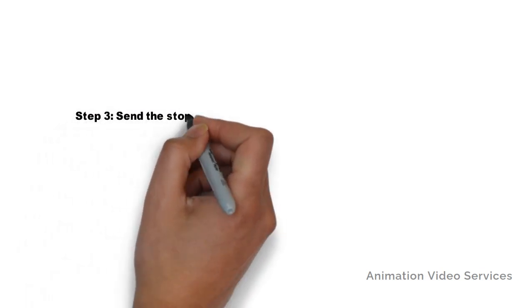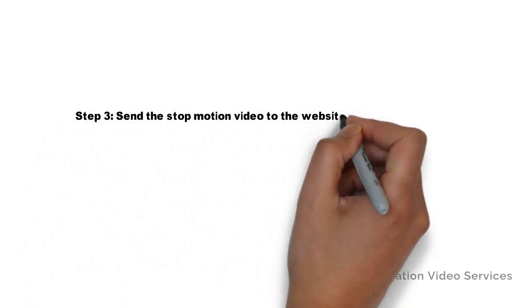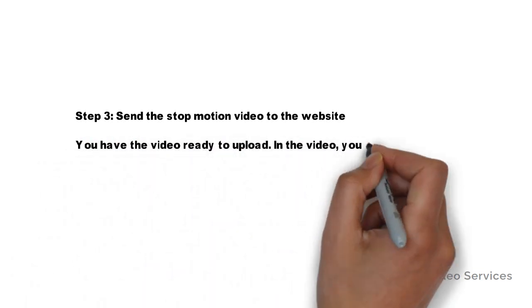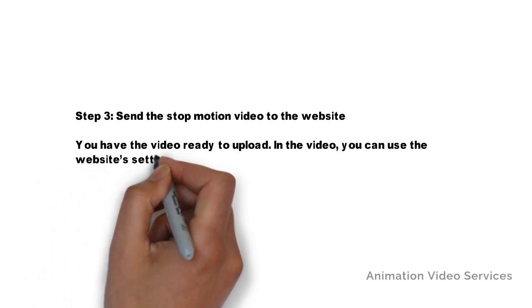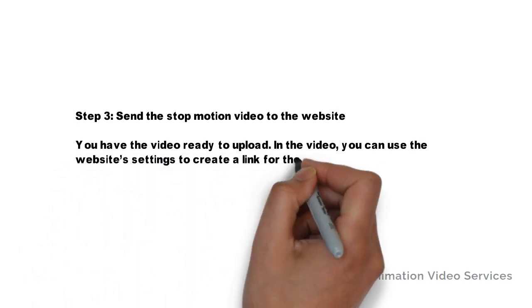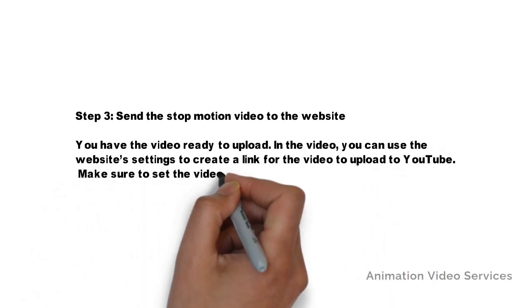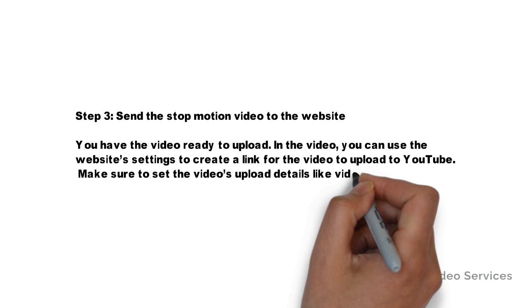Step 3. Send the stop-motion video to the website. You have the video ready to upload. In the video, you can use the website's settings to create a link for the video to upload to YouTube. Make sure to set the video's upload details like video length, quality, source and so on.